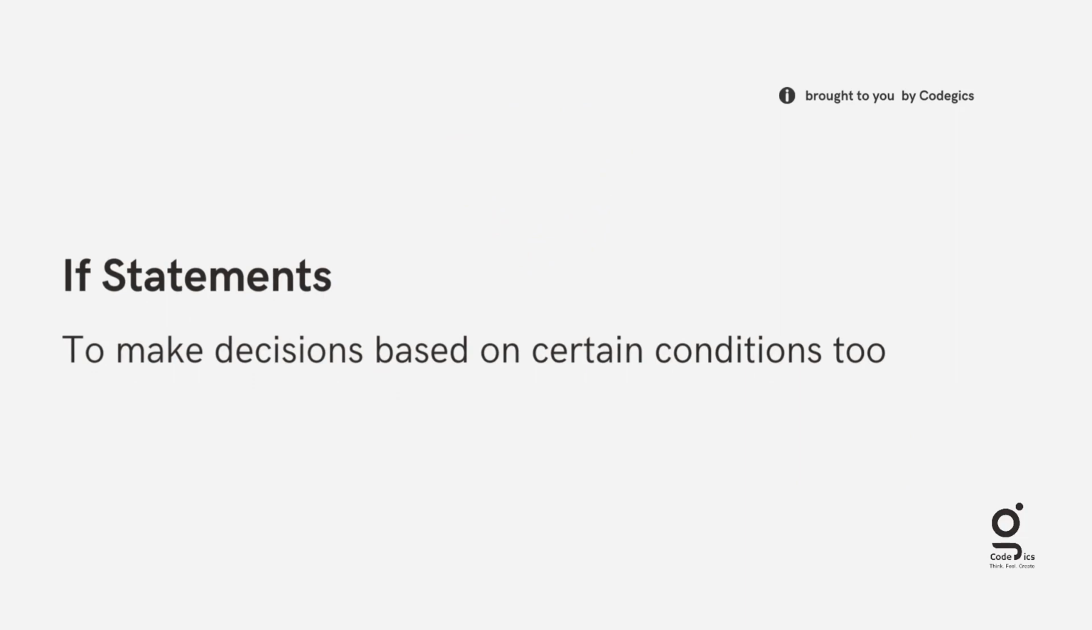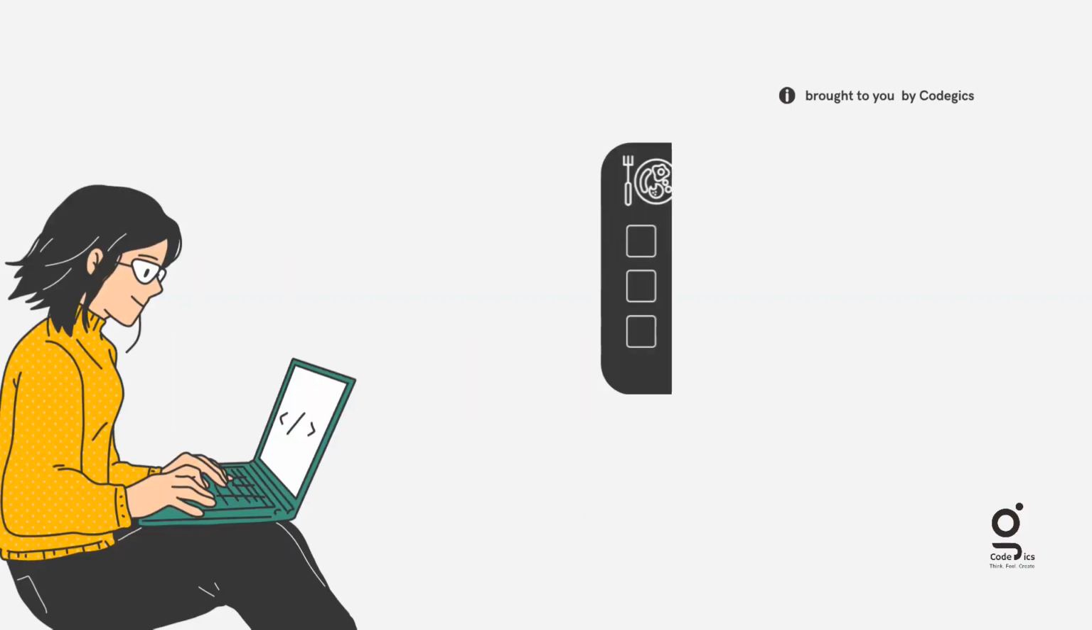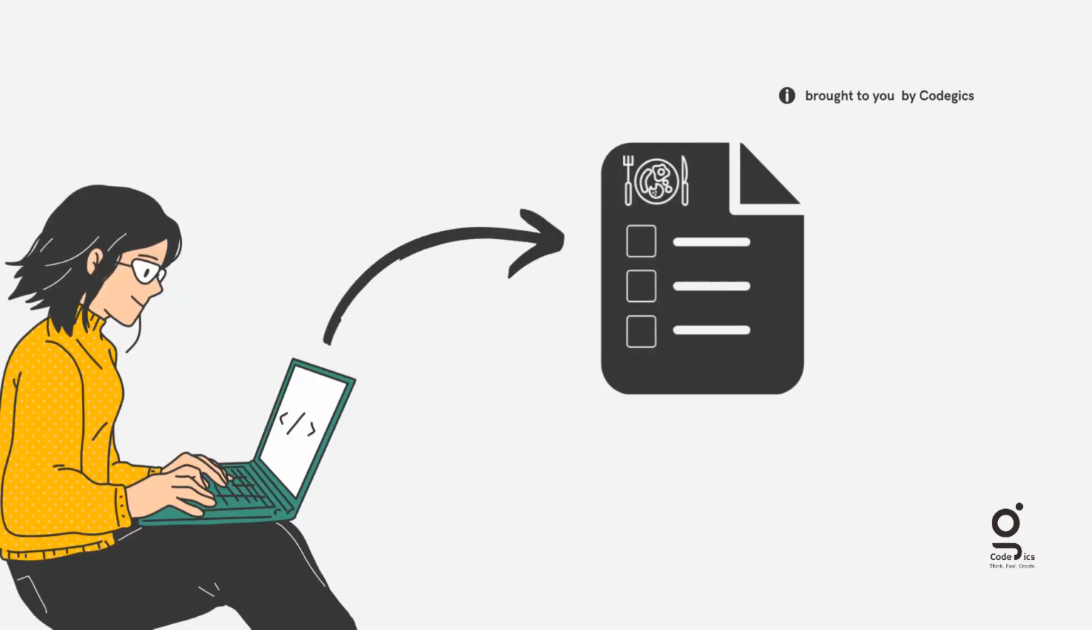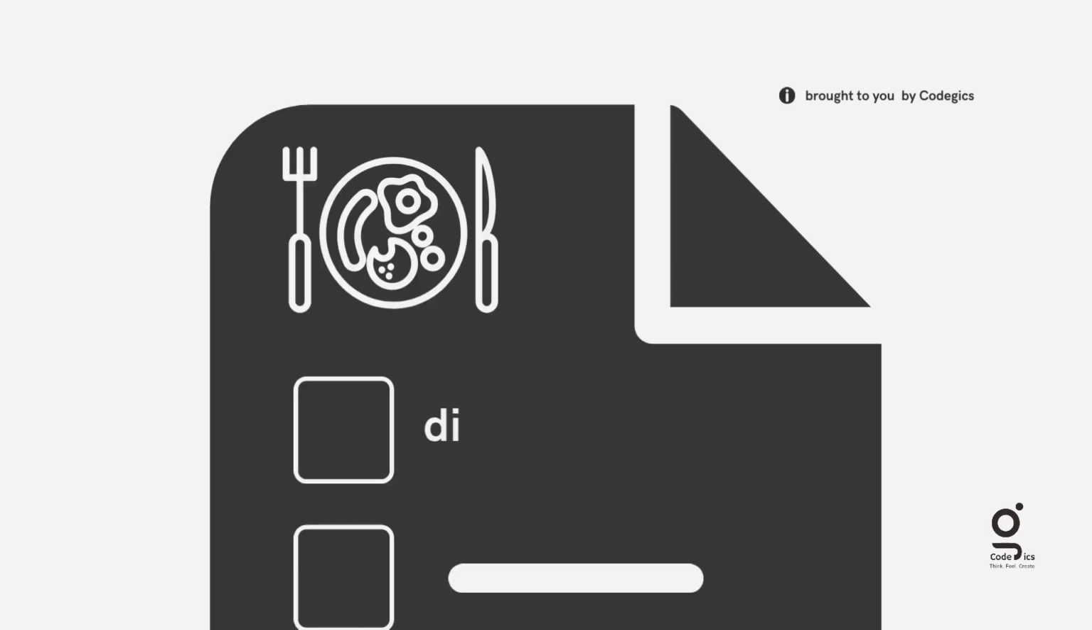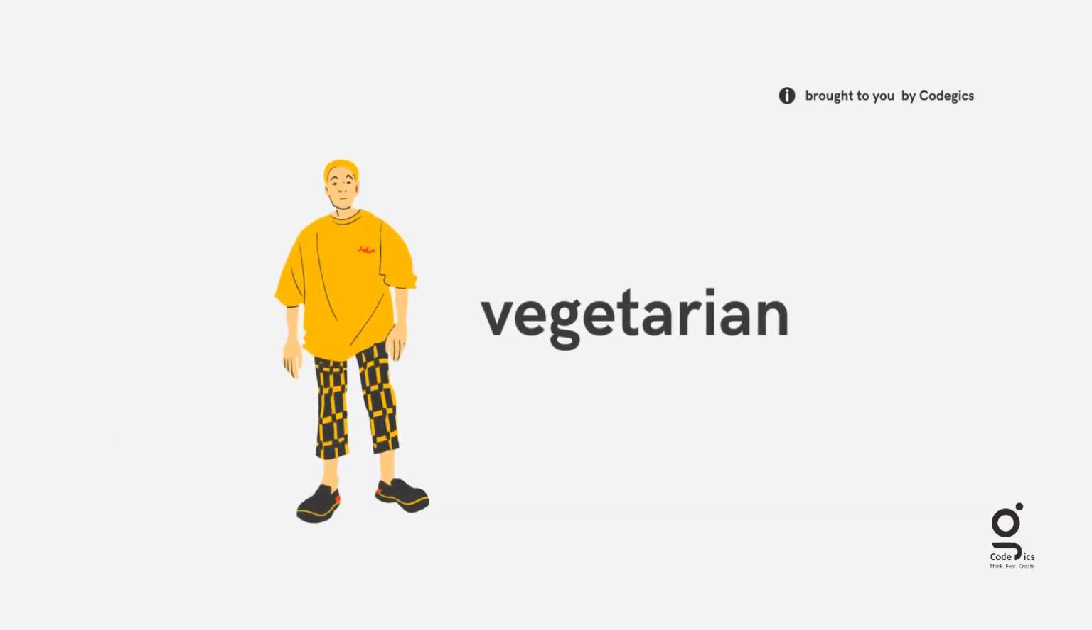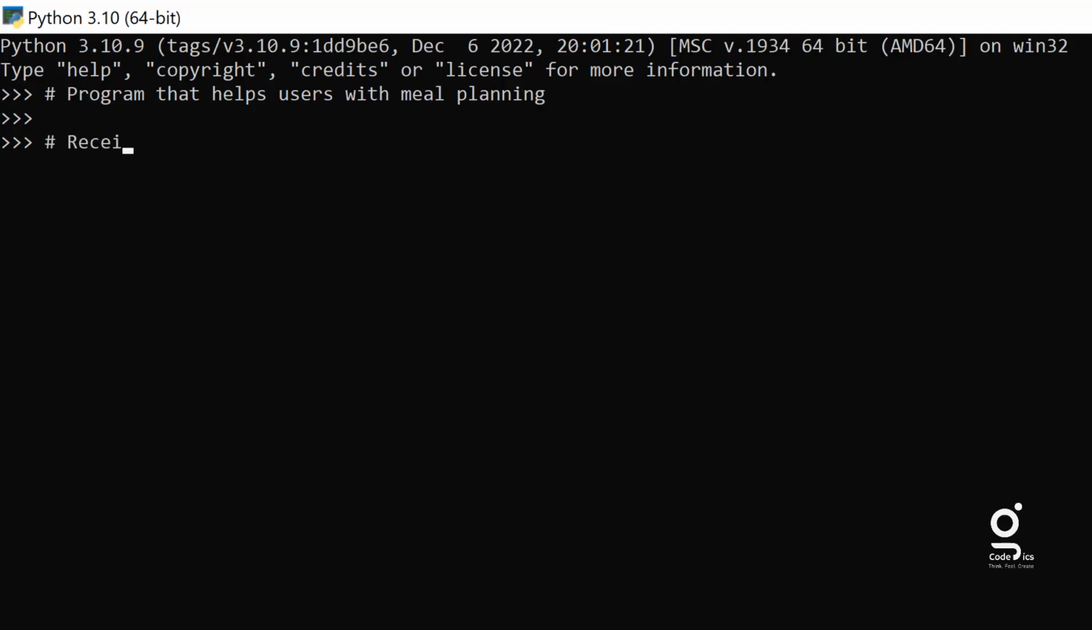Let's look at a unique example of how we can use if statements to make our programs more useful. Suppose you're building a program that helps users plan their meals for the week. One important aspect of meal planning is considering the dietary restrictions of the user. Let's say one of your users is a vegetarian. You can use an if statement to check if the user has selected a vegetarian meal option. Here's how you can do it.